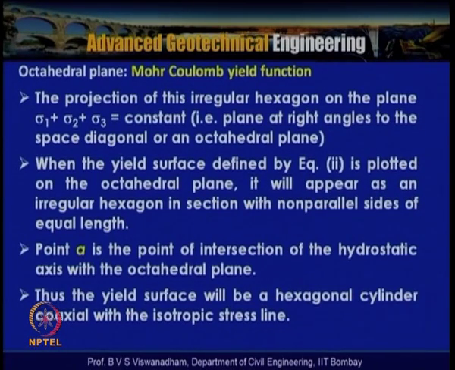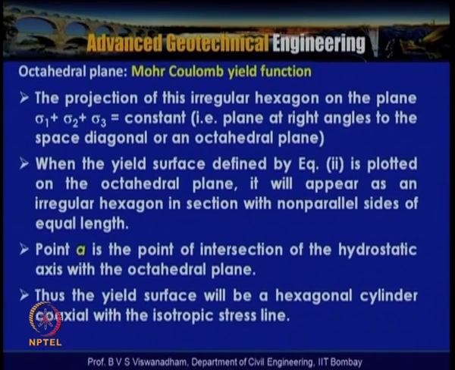When the yield surface defined by equation 2 is plotted on the octahedral plane, it will appear as an irregular hexagon in section, with the non-parallel sides of equal length, that we have discussed. Point A is the point of intersection of the hydrostatic axis with the octahedral plane. Thus, the yield surface will be a hexagonal cylinder coaxial with the isotropic stress line.